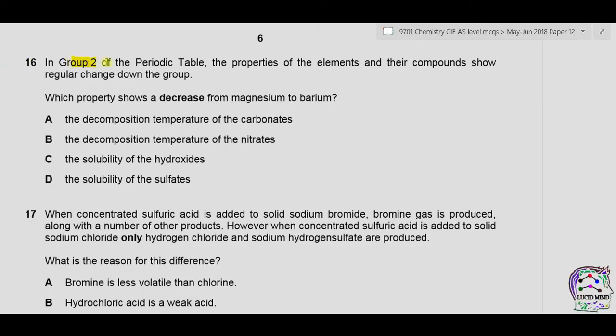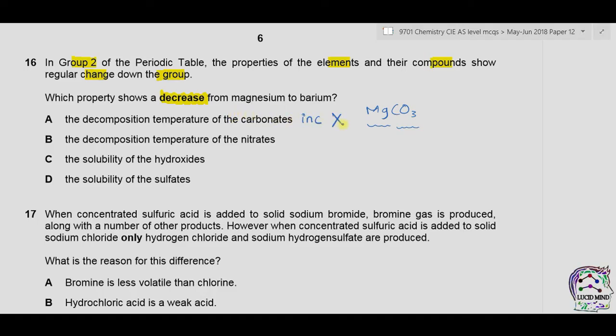Question 16. In group 2 of the periodic table, the properties of elements and their compounds show regular change down the group. Which property shows a decrease from magnesium to barium? First is the decomposition temperature of the carbonates. Now the carbonates of group 2 become more stable as we go down the group. This is because the size of the cation increases and the size of the anion is already larger, so more overlap is present. Also the polarizing power of the cation decreases, so therefore the decomposition temperature of the carbonate will increase.